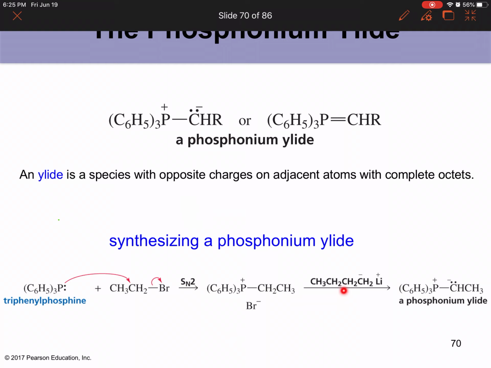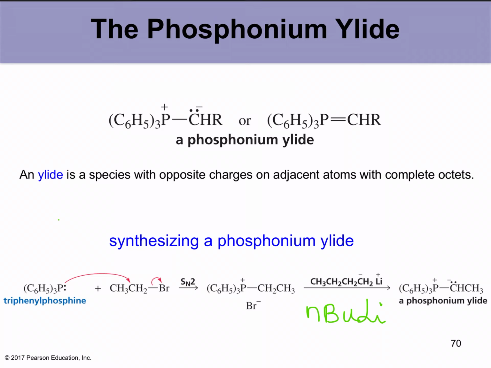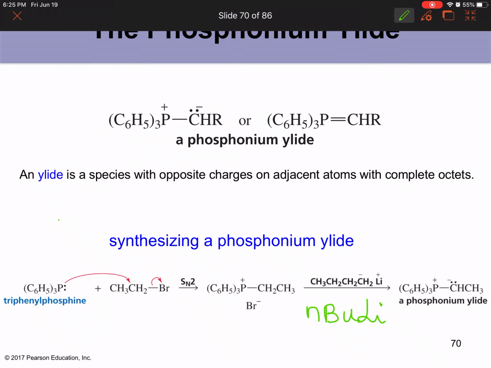So then you use another base, n-butyllithium. We normally call it n-BuLi. Okay, so n-butyllithium is going to act as a base, and there are 2 hydrogens here, and I'm going to put 1 hydrogen there, and then this is going to grab the hydrogen and form a negative charge right there. Do you see that negative carbon? So that's how you form the ylide.